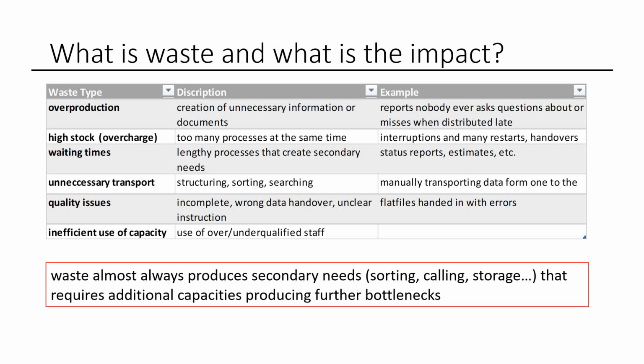waste types all have in common is they produce secondary needs. So when you have lengthy processes and you have a lot of waiting times, you will have people call you a lot of times asking you what the results are. And this is a secondary need or a secondary process that covers up the primary process that does not work properly, and that produces further capacity bottlenecks. So it's important to look for these waste types.